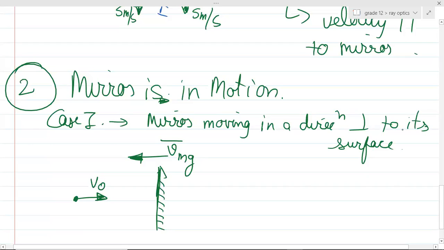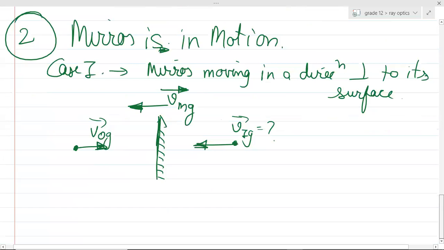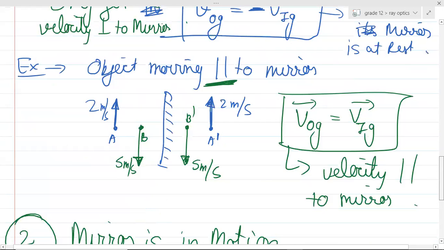So the mirror is moving in a direction perpendicular to its surface. So we need to see this particular thing. Can you see the object's velocity with respect to ground is given, and the image's velocity with respect to ground, they have asked you to find out this. How do you solve this particular relation? How do you give a relation between all these three velocities? Just look at the previous case, guys.